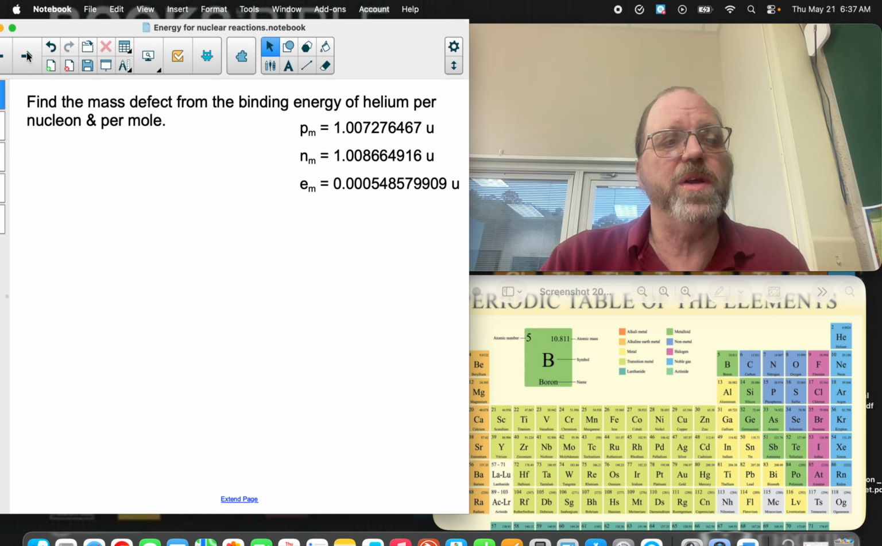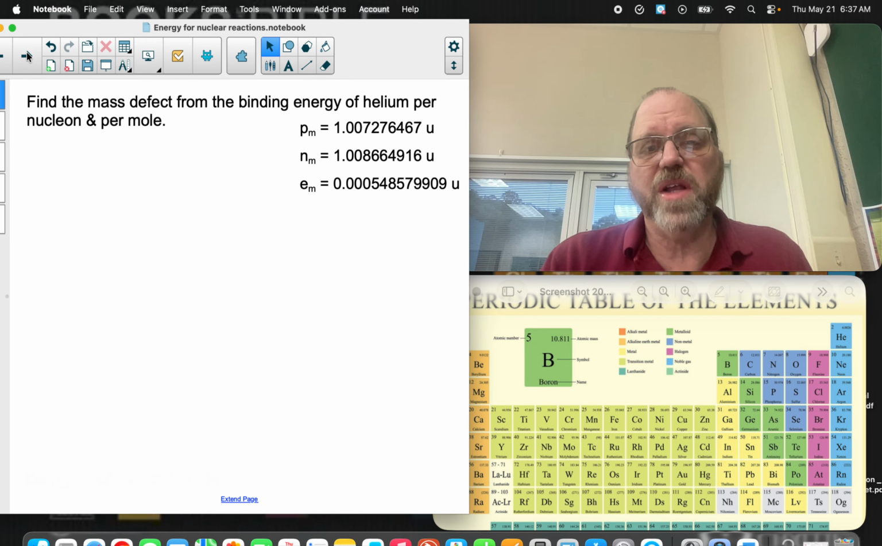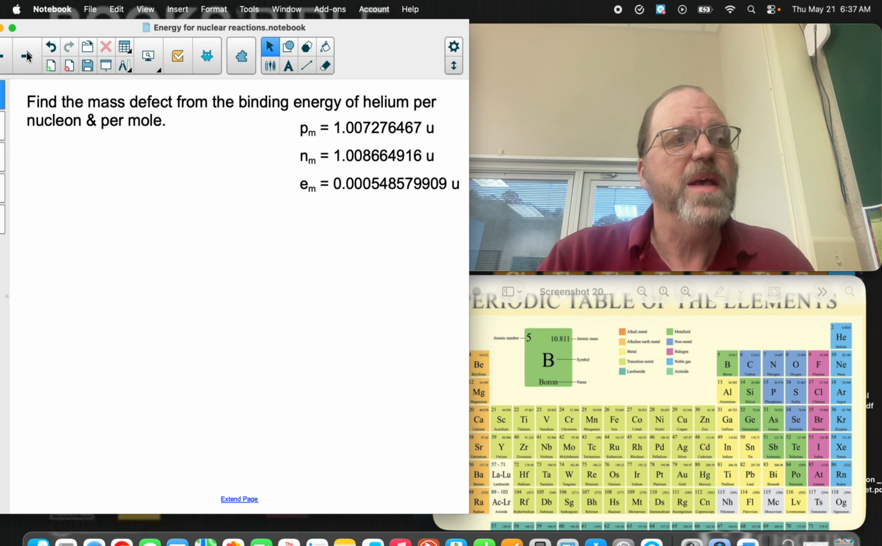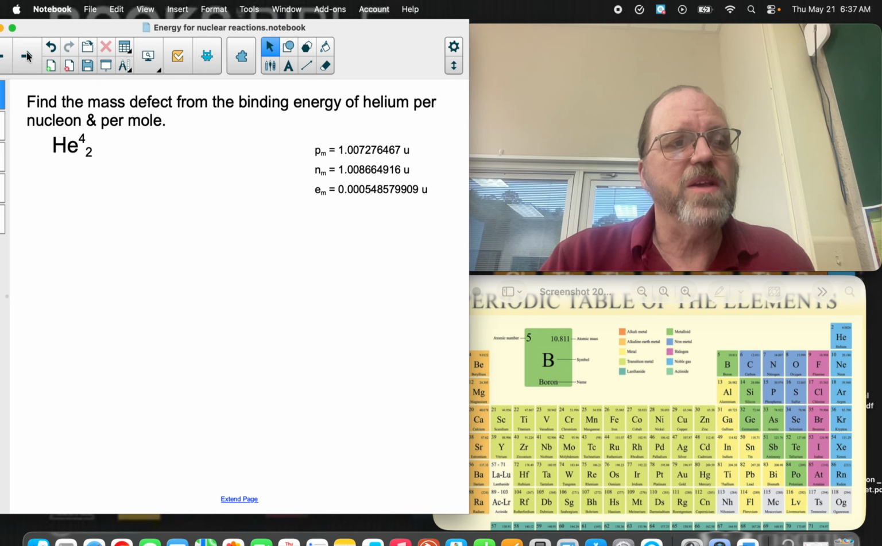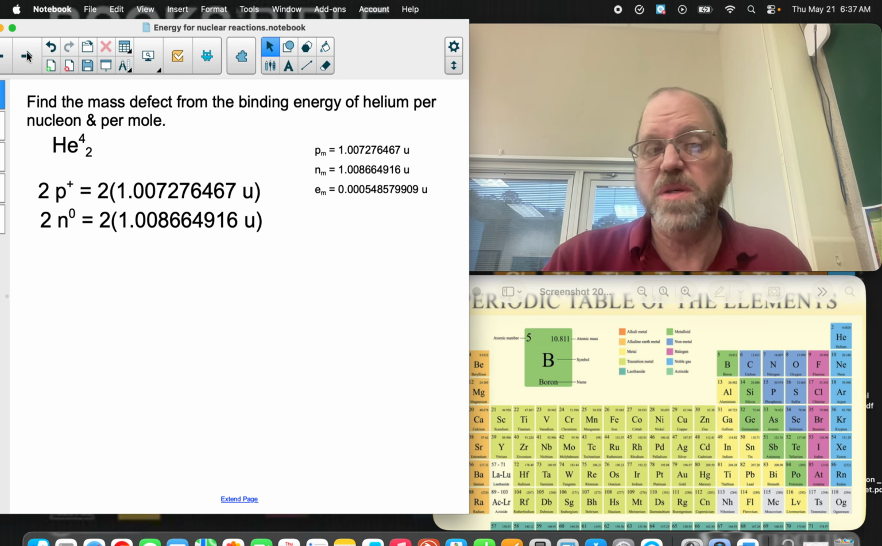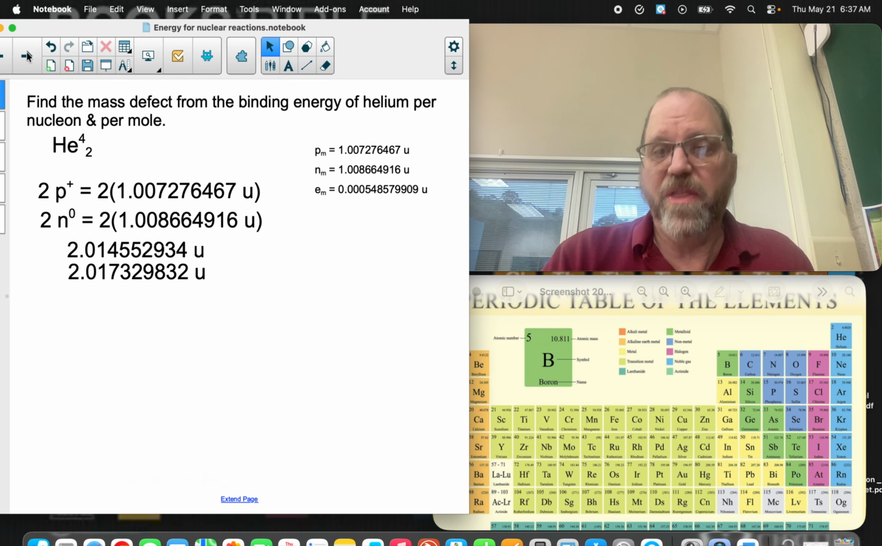All right, so what we're going to do, here's our protons, neutrons, electrons. Last time we just did electrons, but we're going to look at protons and neutrons today. So helium is 4/2. That means we have 2 protons and 2 neutrons. 2 times 1.0072776467 U's. And 2 times 1.00866491 U's. We multiply those through, we add them up, we get that.